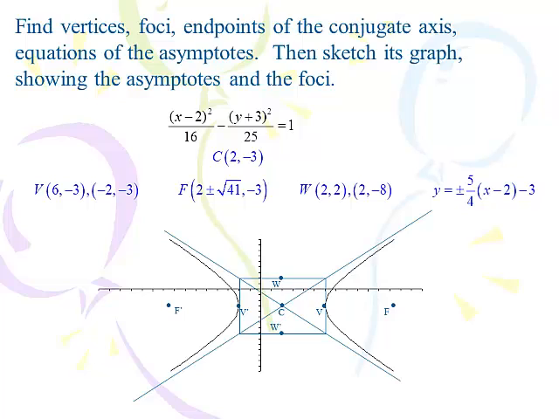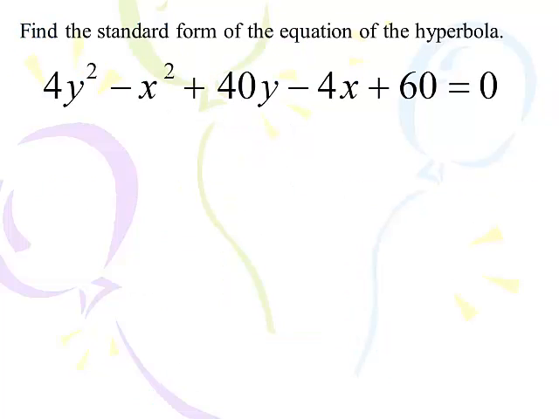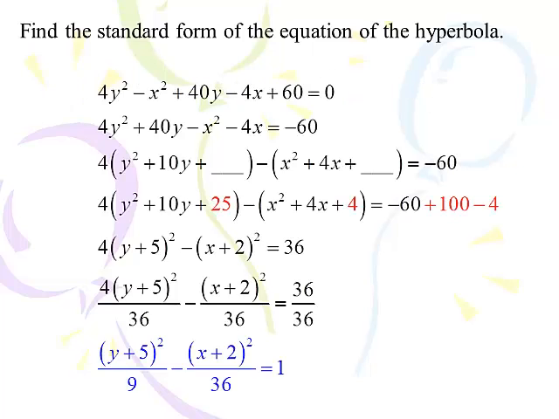All right, moving on. Well, here's the expanded form of the equation of the hyperbola, and we're going to complete the square with the y and complete the square with the x, and we'll get this into standard form. All right, let's get it organized. Let's put the y's together and put the x's together. So I put 4y squared plus 40y minus x squared minus 4x equals negative 60. Drag the 60 to the other side. I factor a 4 out of the y terms, and I factor a negative 1 out of the x terms.